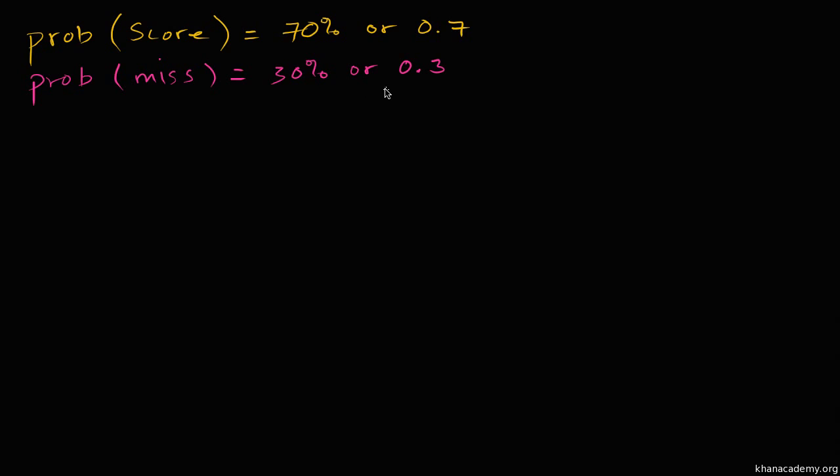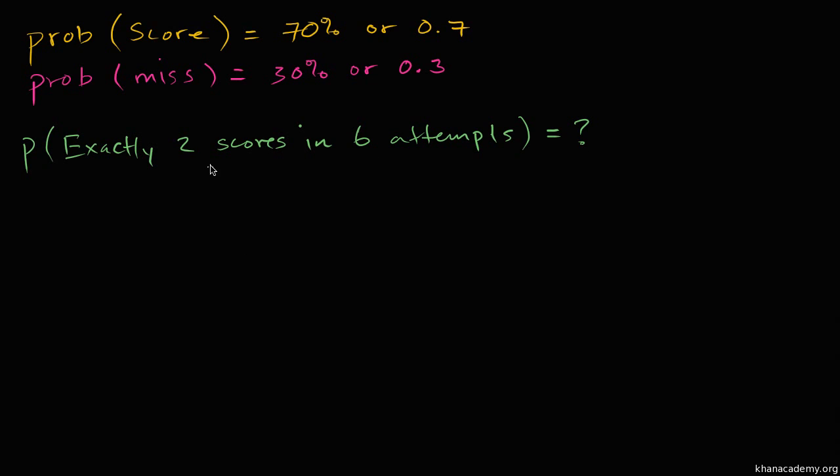Now let's say that you are going to take 6 attempts. And what we're curious about is the probability of exactly 2 scores in 6 attempts. So let's think about what that is. And I encourage you, if you get inspired at any point in this video, you should pause it and you should try to work through what we're asking right now. So this is what we want to figure out. The probability of exactly 2 scores in 6 attempts.